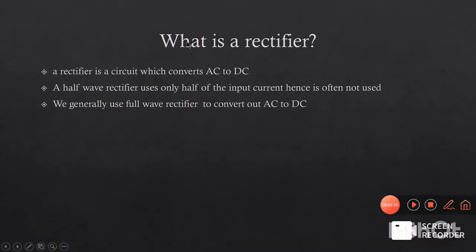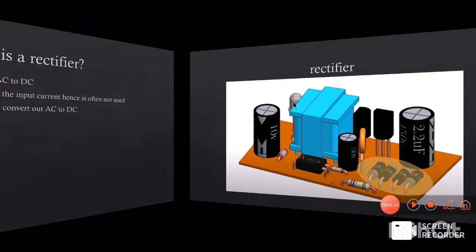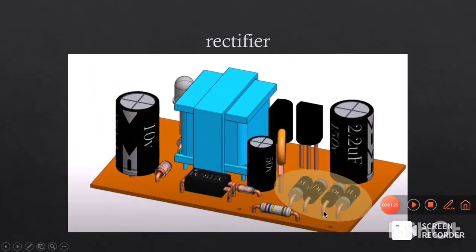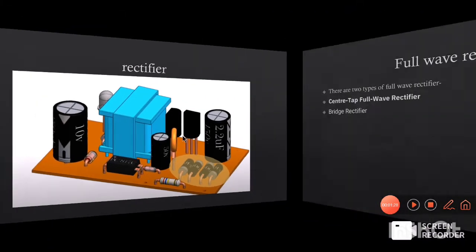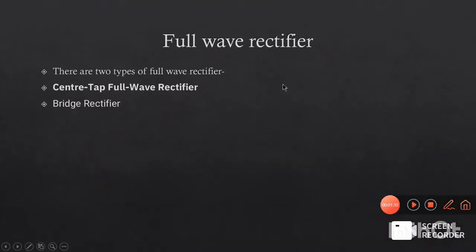Now, what is a rectifier? A rectifier is a circuit which converts AC to DC. A half wave rectifier uses only half of the input current, hence it is often not used. We generally use a full wave rectifier to convert our AC to DC. Here is our rectifier in the circuit. Now, we have two types of full wave rectifier: center tap full wave rectifier and bridge rectifier.